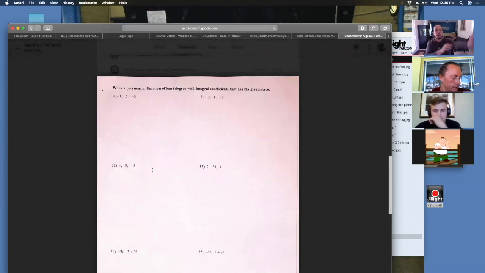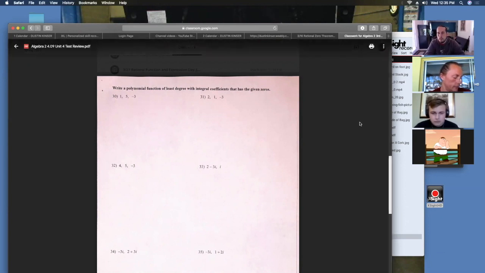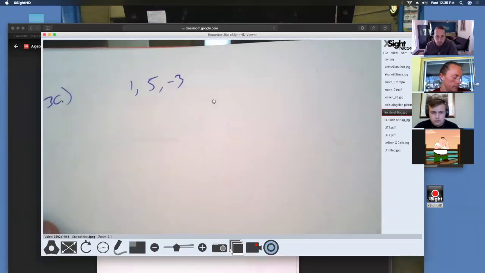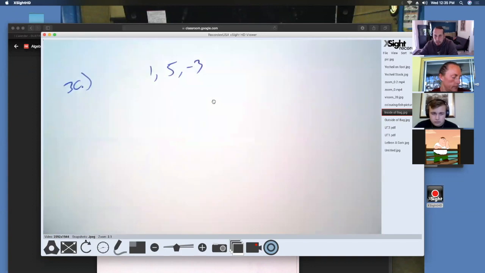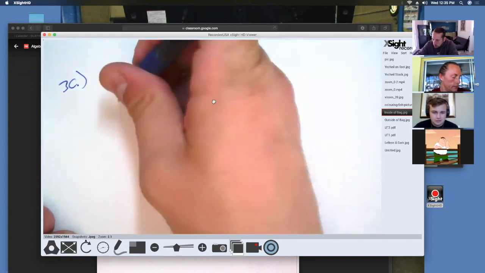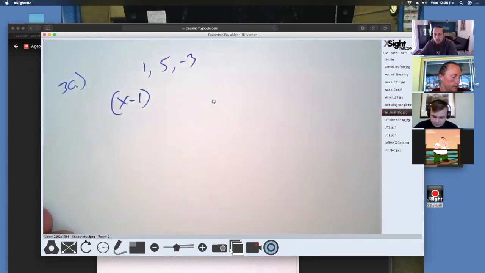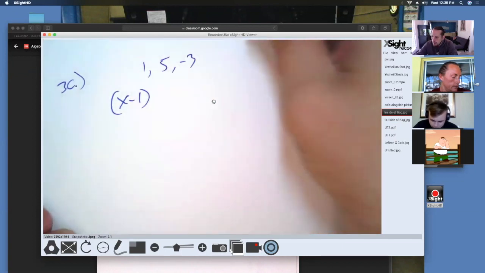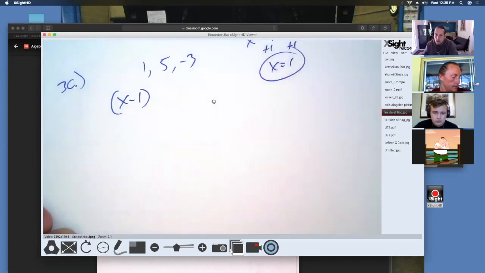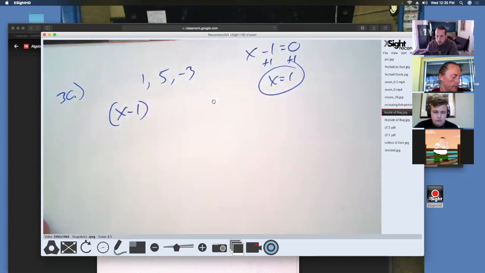Write a polynomial function of the least degree with integral coefficients that has the given zeros. So for 30 we have 1, 5, -3. If these are my zeros and my solutions, that means this one would have to be x minus 1. Because remember, when you set that equal to 0 and add 1 on both sides, you find that x equals 1. So we're just working it backwards.